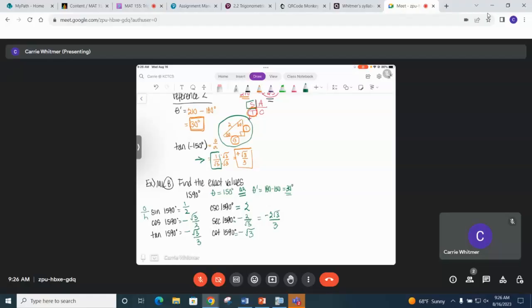So draw the 30-60 and the 45-45 right triangles and go from there. Just remember that if you need to go from the 60-degree angle, then your opposite side is going to be different than if you're going from the 30-degree angle.